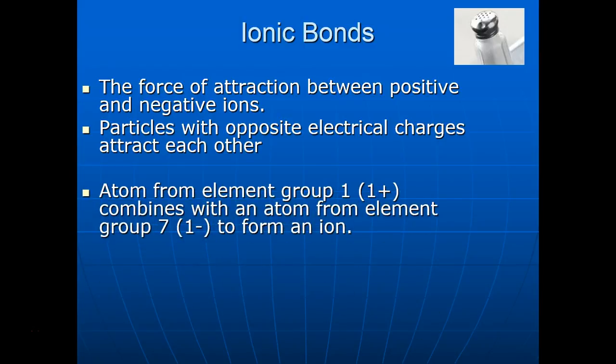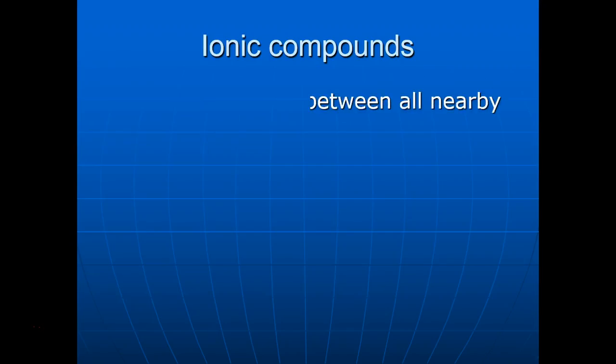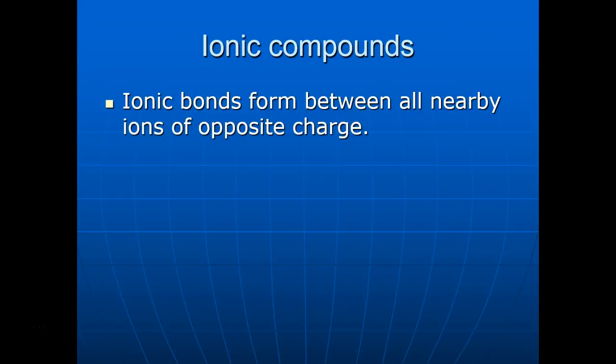Atoms from elements in group 1 combine with atoms from elements in group 7 to form an ionic compound. For example, sodium combines with chlorine. Sodium loses one electron and chlorine gains that electron, creating an ionic bond and a neutral compound. Ionic bonds form between all nearby ions of opposite charge. So if there is an ion nearby that has the right number of opposite charges, an ionic bond will be formed.